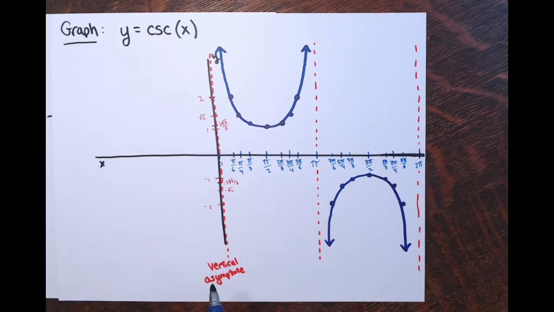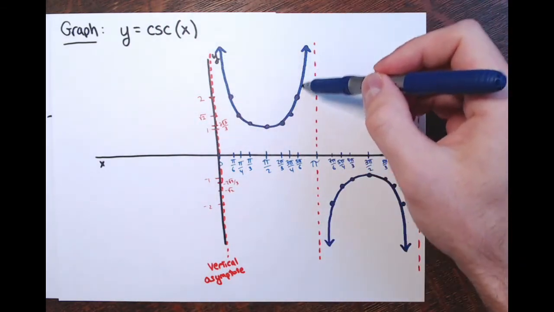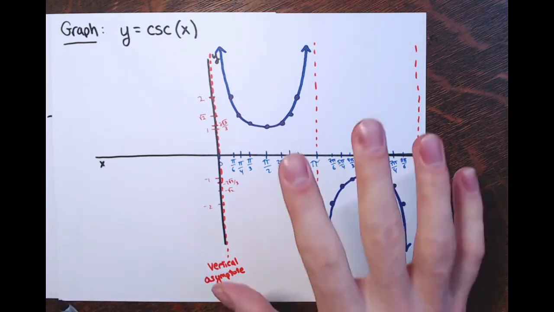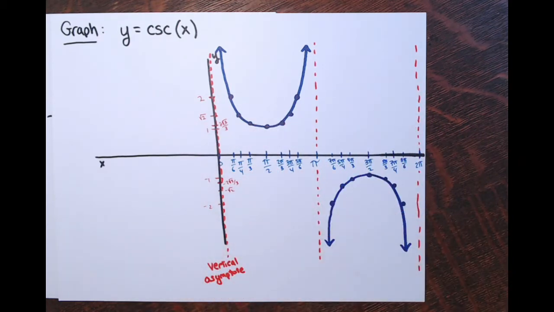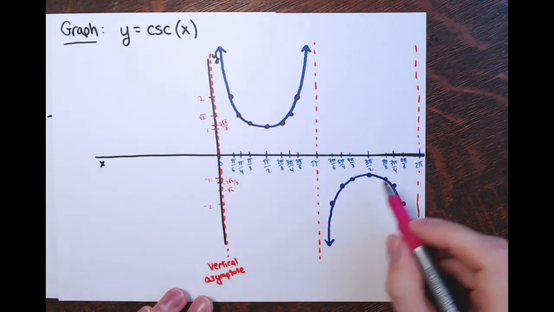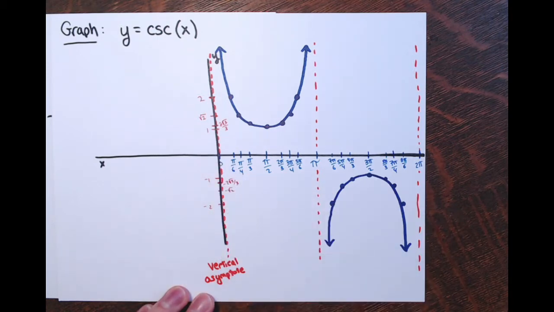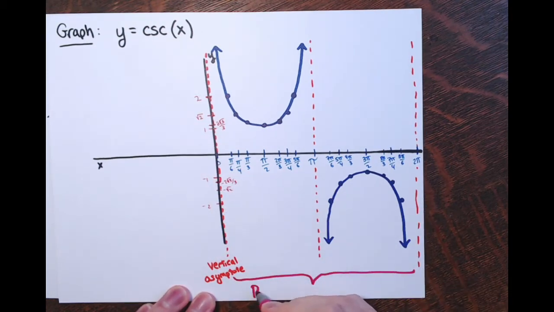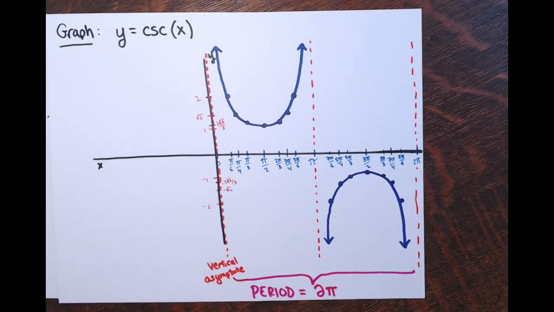So you're getting this U shape opening up between 0 and pi. You're getting this U shape opening down between pi and 2 pi. And then this picture keeps repeating, because once you're at 2 pi, it's like being back at 0, right? You're starting over again. So the period of the cosecant function is 2 pi, right? So we're back to having a period of 2 pi.